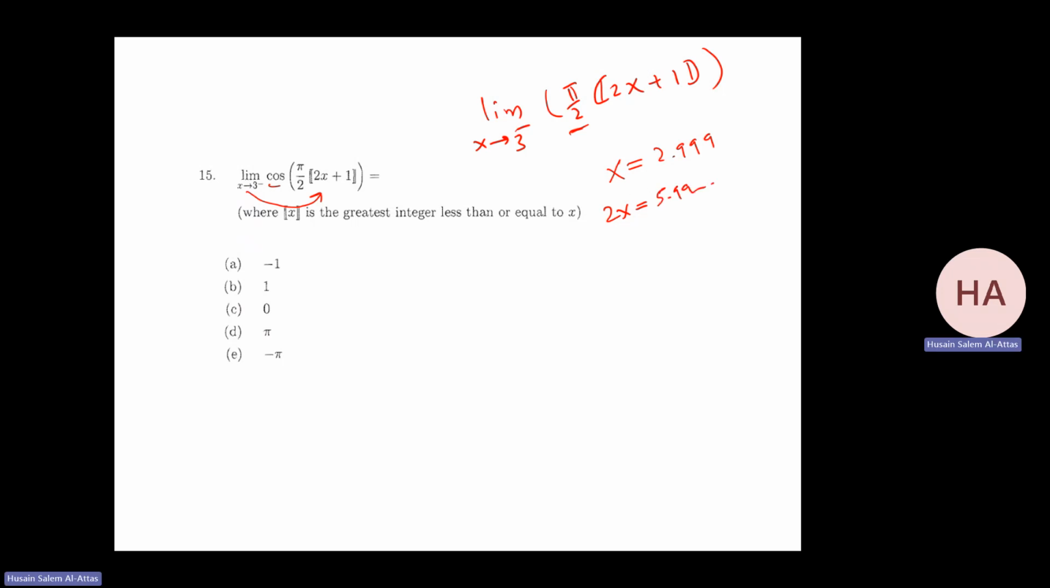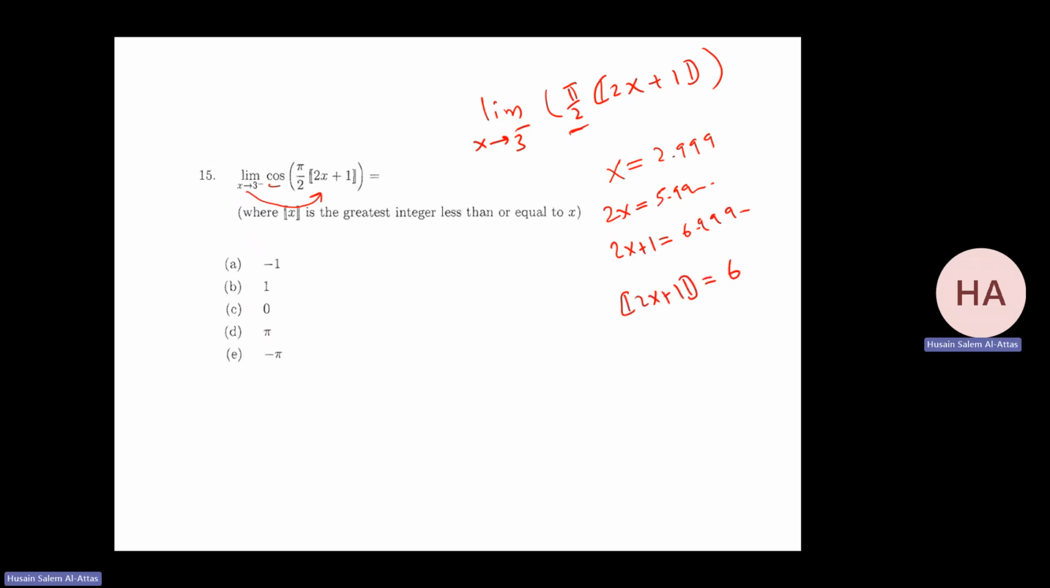5.99 something, yeah, because 2 times 3 is 6. This is less than 6 a little bit. Add 1, it will be 6.999 something. Or in other words, by the way, what is the greatest integer?